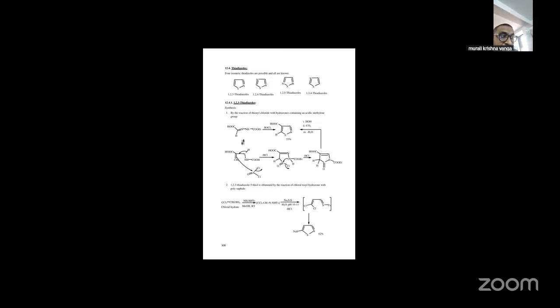Thiadiazoles. These thiadiazoles are of four types: 1,2,3 thiadiazole, 1,2,4 thiadiazole, 1,2,5 thiadiazole, 1,3,4 thiadiazole. 1,2,3 thiadiazoles. Synthesis of these 1,2,3 thiadiazoles is by the reaction of thionyl chloride with hydrazones containing an acidic methylene group.